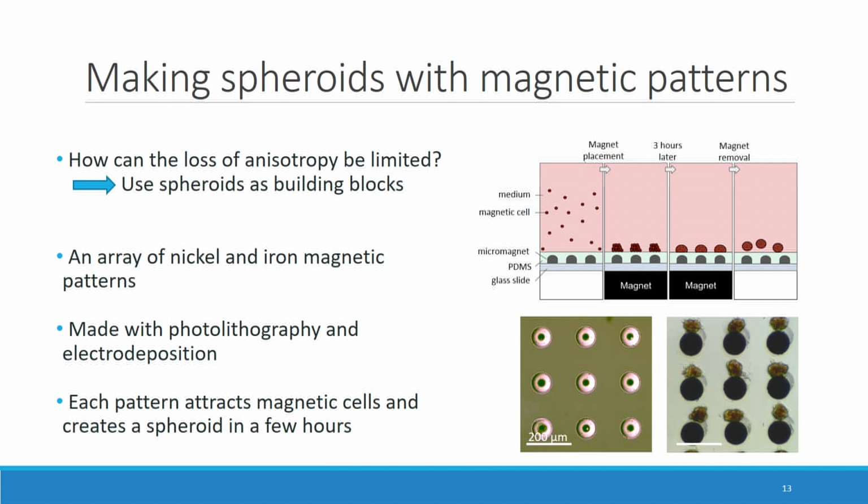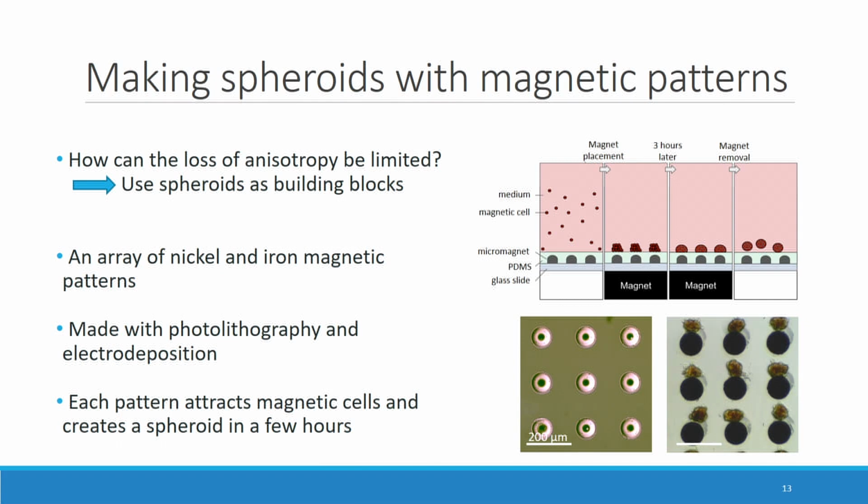So we designed an array of nickel and iron magnetic patterns that were made with photolithography and electrodeposition. And each magnetic pattern is basically a 100 micron wide magnetic dot. And if you put magnetic cells on top of these patterns, they will form an aggregate on each dot, and each aggregate will turn into a cohesive spheroid after only 3 hours. And because we can create a lot of patterns on a very small surface, we can create several thousand spheroids in only 3 hours very easily.